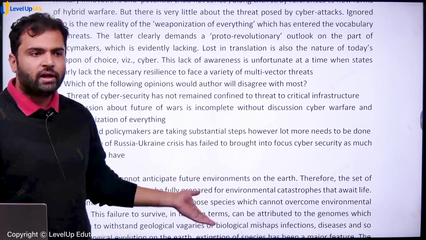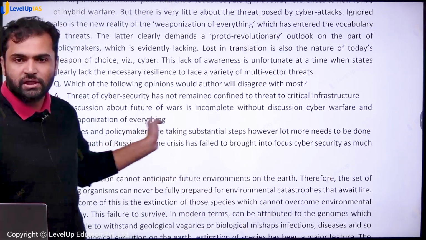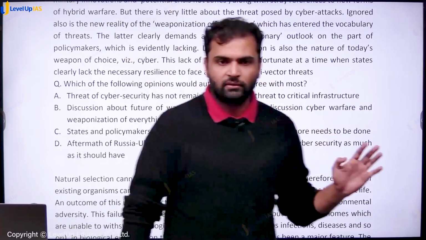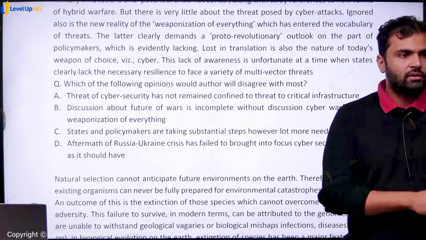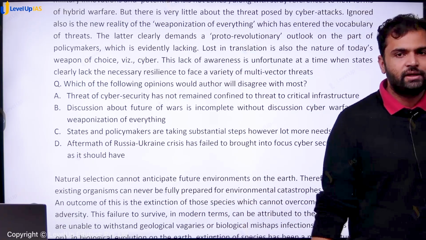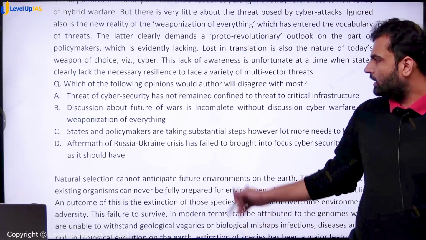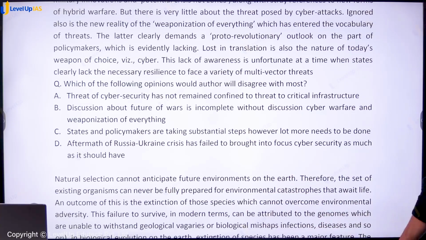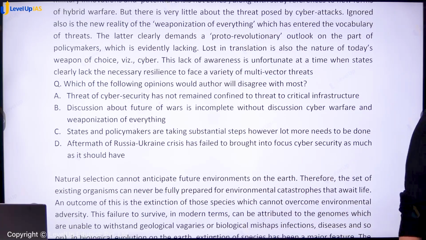Author बोल रहा है ना, नहीं ले रहे कुछ steps. Author is saying that they are not taking any steps. No, substantial तो बहुत दूर की बात है. Right? Author is saying the approach, proto-revolutionary approach that is needed is evidently lacking. नहीं कर रहे कुछ. And D. Aftermath of Russia-Ukraine crisis has failed to brought into focus cyber security as much as it should have. That is true. That is also author is said. So answer is C.